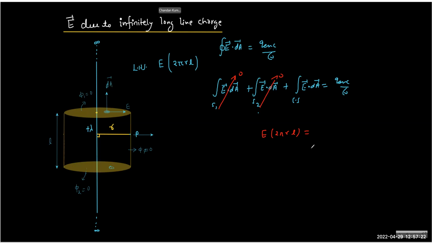How much charge can you see inside? Sir, lambda into L. Exactly. So lambda L will not matter. L will cancel out. So you can get E equals to this. And that is why I told you, what is the flux through the curved surface? The flux through the curved surface is E into 2 pi r. Yes, sir.